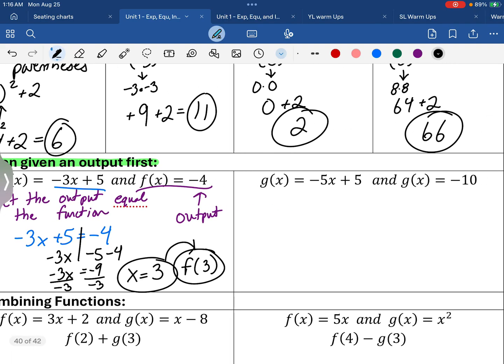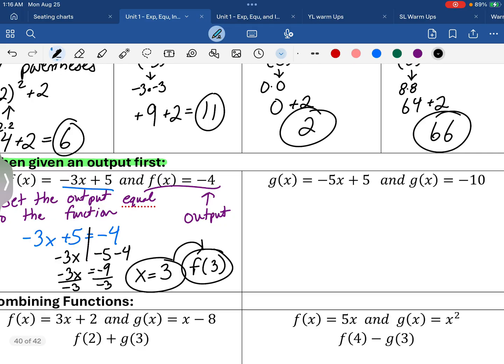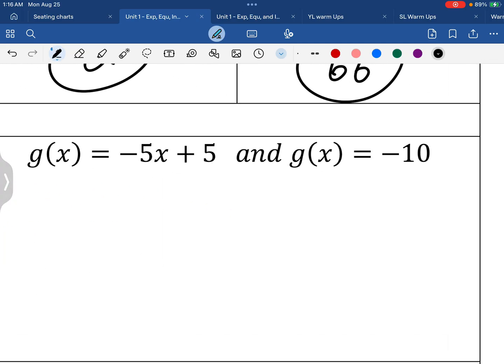So take a quick second. You guys try and solve the second one. Okay, hopefully you paused the video by now and you already solved it.